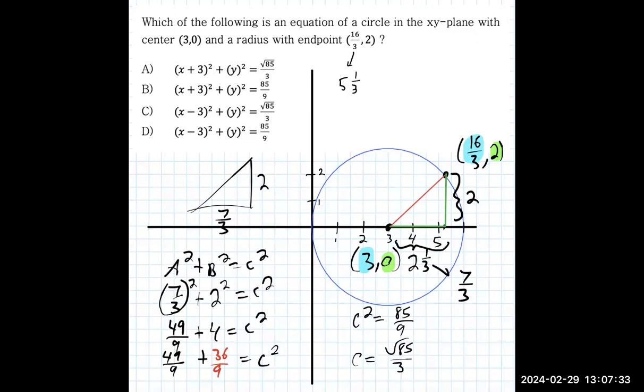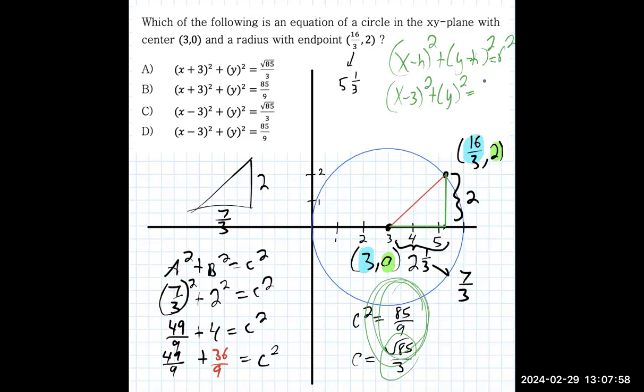But what we're trying to do right now is plug into the circle formula. X minus h squared plus y minus k squared equals r squared. So x minus the x center, which is 3, squared, y minus the y center, which is 0, so that's just y squared, equals the radius squared. This is our radius squared, and that's actually what we need there. 85/9, and the answer choice that matches that is answer choice B, actually answer choice D on this question.